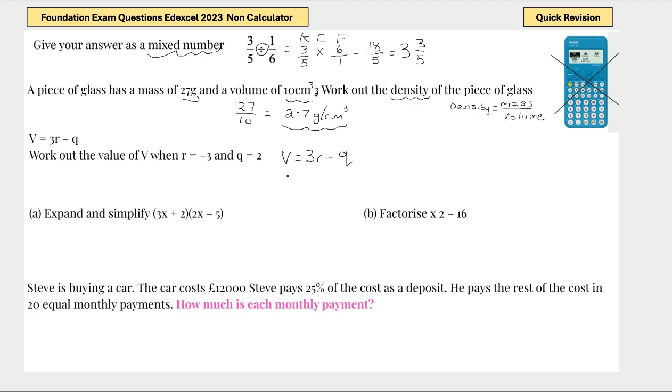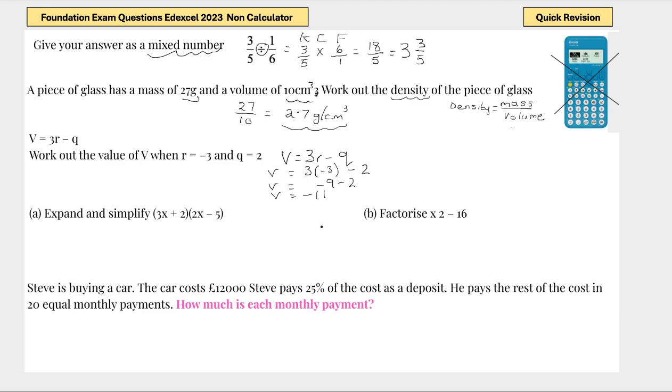So we know that r is minus 3, so this becomes 3 times minus 3. And we know that q is a positive 2. V equals. So solve that. 3 times minus 3 is minus 9. Excuse me. Minus 2. So our answer, V, equals minus 11.